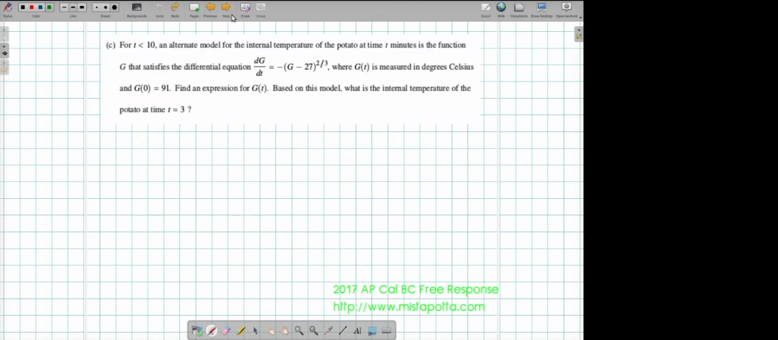Finally, moving on to part C. This is our solving a differential equation, the five-step process that we've talked about. Keep in mind, the five-step process, what we're doing, the first thing we want to do is separate our variables. So I've got different variables here.